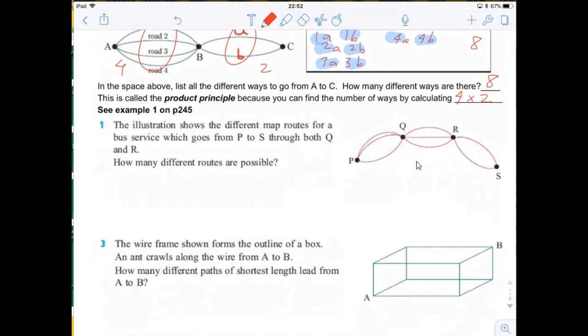Okay, the illustration here shows different map routes for a bus service that goes from P to S through both Q and R. How many routes are possible? In this case, we can say there are 3 routes between P and Q, 3 routes between Q and R, and 2 routes between R and S. The way we figure out the number of distinct routes is we do 3 times 3 times 2, which gives us 18, the number of different routes possible to go from P to S via Q and R.